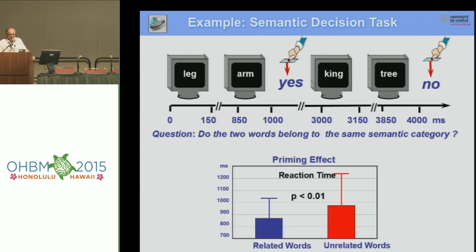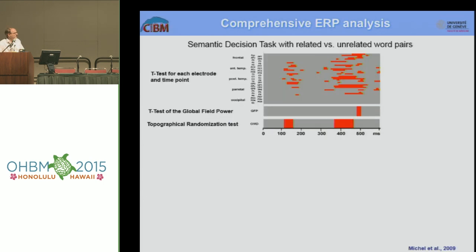We get, in the behavioral response, this famous priming effect with a much faster reaction time to related than to unrelated words, and we would like to know where in the brain or why this happens, what happens in the brain in order to be faster to one condition than to the other. This is the analysis of the evoked potentials across subjects that has been done here. First, the t-test, as I showed you in the beginning, the t-test for each electrode at each time point. On the top, you have, this is time.